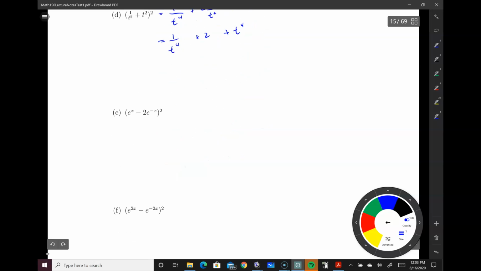All right, let's look at this one here. So e to the x squared minus 2 times e to the x times 2e to the negative x plus 2e to the negative x squared. So this gives me e to the 2x. Remember, we multiply those. These two, when you multiply, you get e to the 0, so that just gives me a -4. And then this square gives me a plus 4e to the -2x.